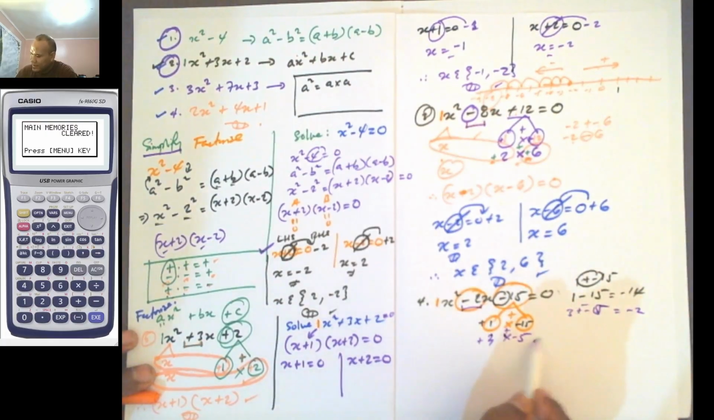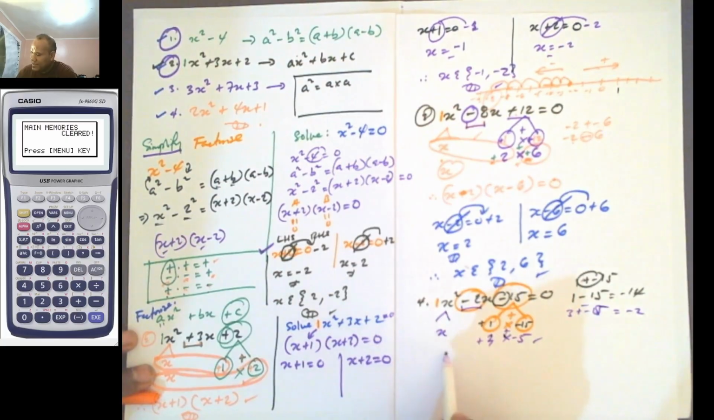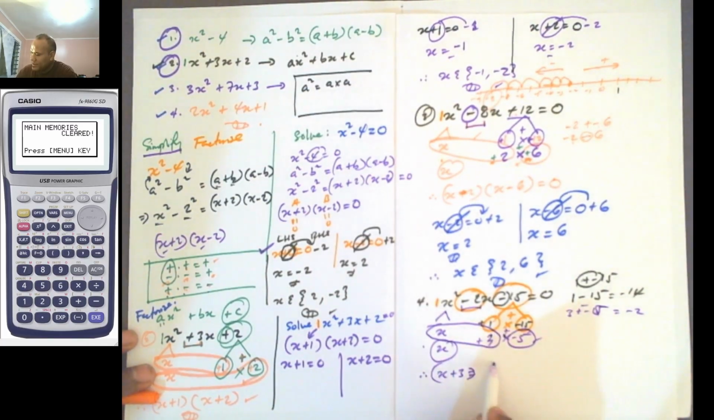So that's my answer. I can separate this as x times x. These two pair, and these two pair. So my answer is x plus 3 and x minus 5 equal to 0.